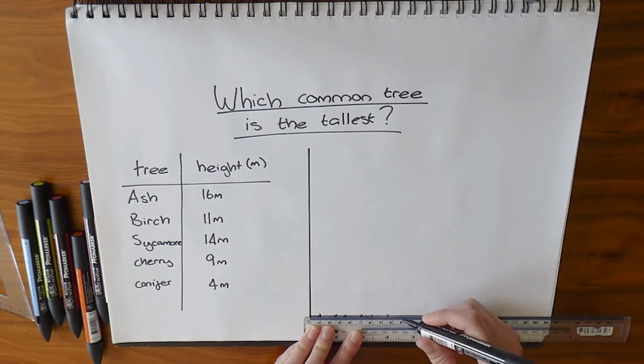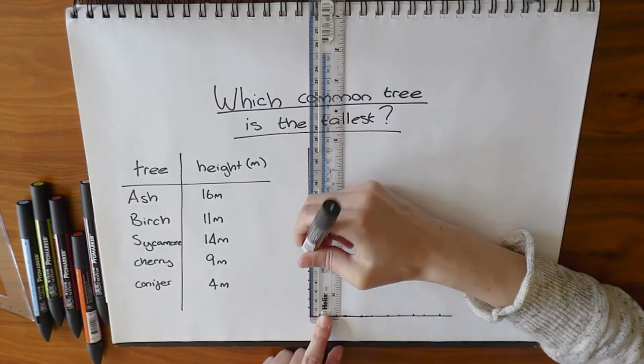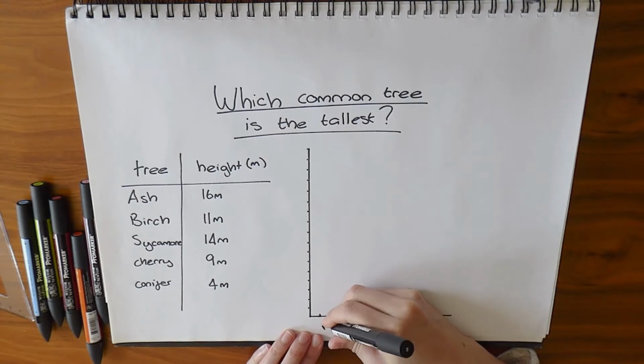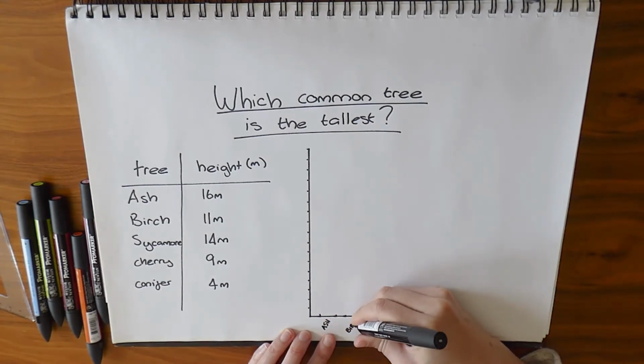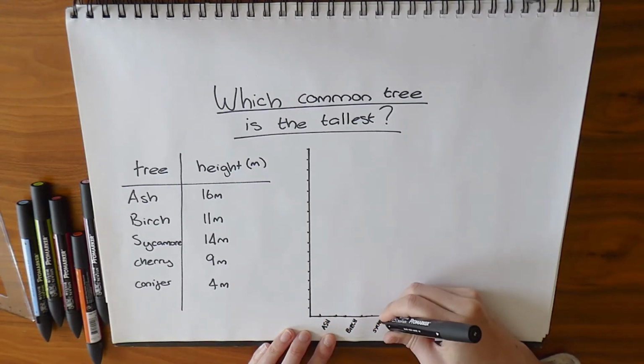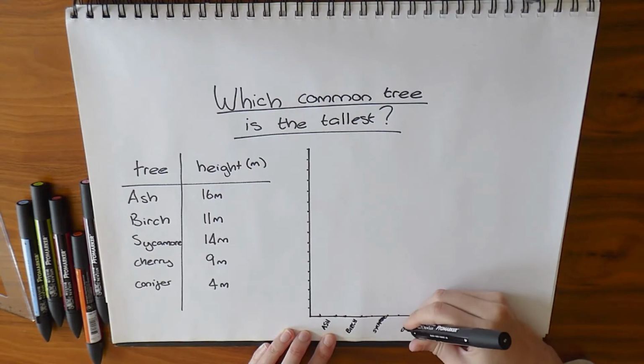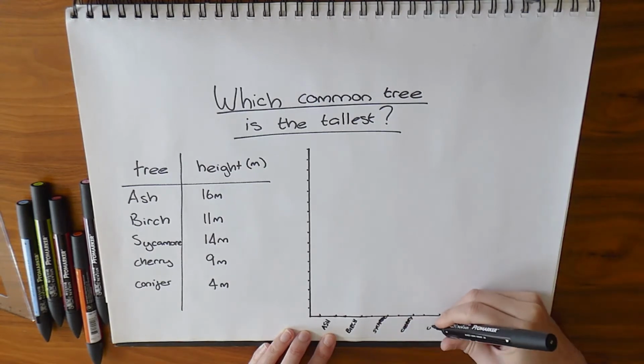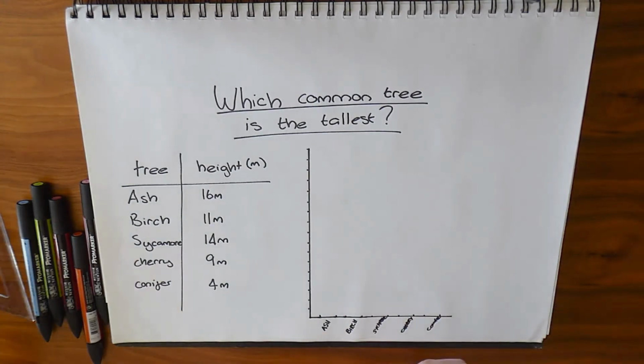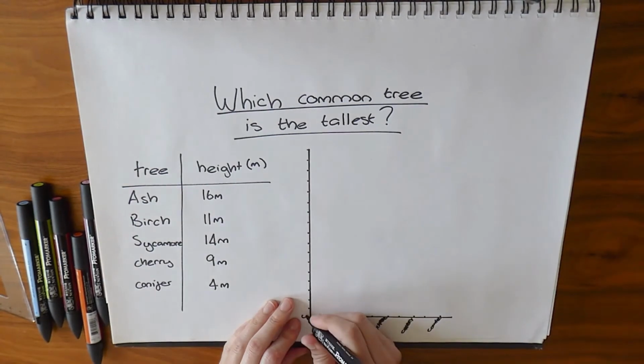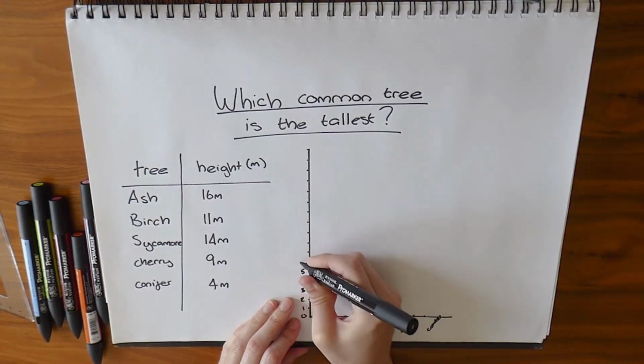We're going to start off with a vertical and a horizontal line in the shape of an L like this. Our horizontal line is what's known as our x-axis. Here we add in our categories, so ash, birch, sycamore, cherry and conifer. Our vertical line is known as our y-axis, and on our y-axis we generally put a scale of the things that we're trying to measure, in this case meters.